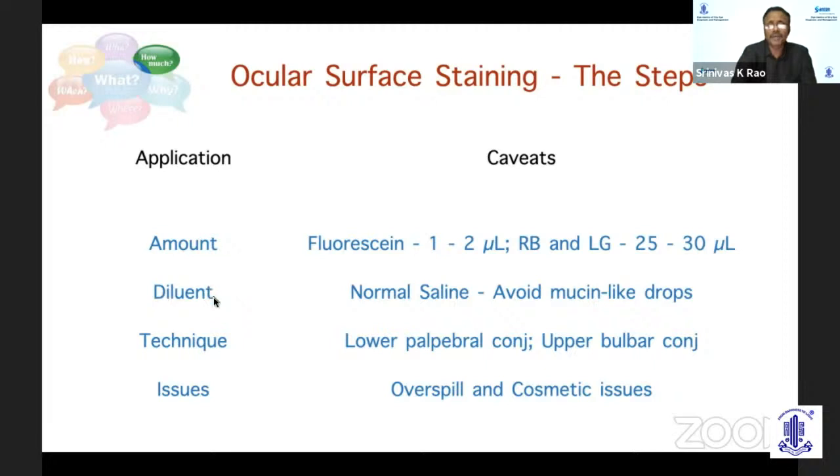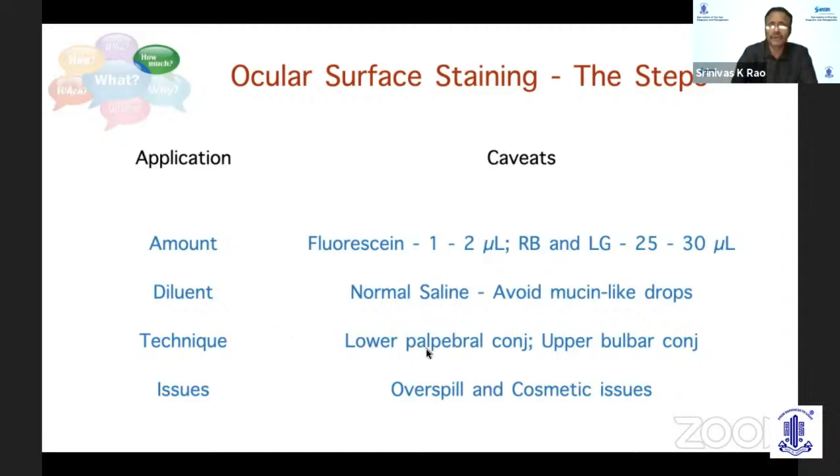It's also important to pay attention to the diluent. Ideally, it should be normal saline, which often is not available in your clinic. But what you should not use is a tear substitute which contains CMC, because that acts like the mucin, coats the surface of the cell, and subtle findings can be lost.